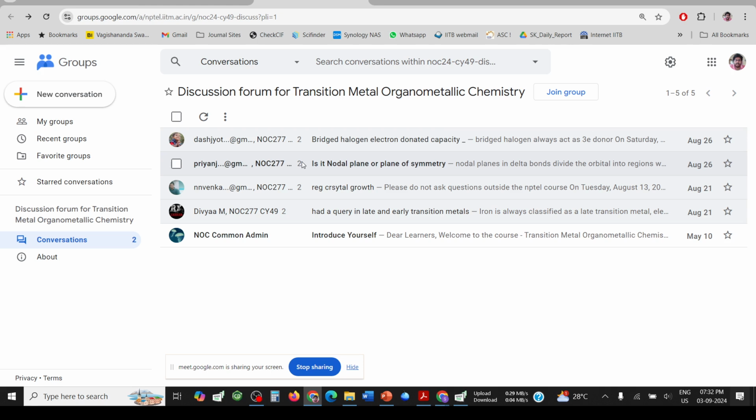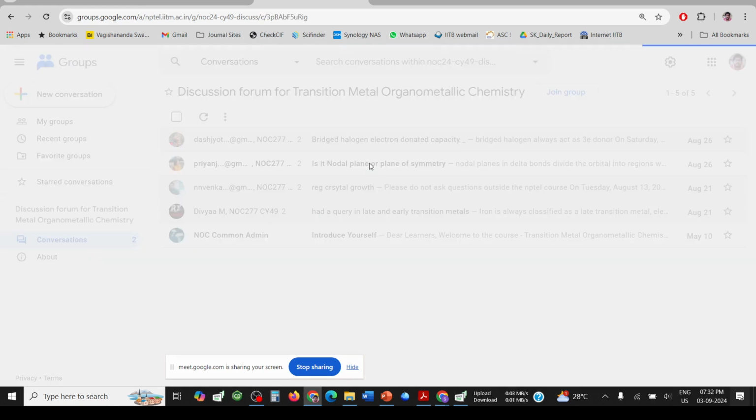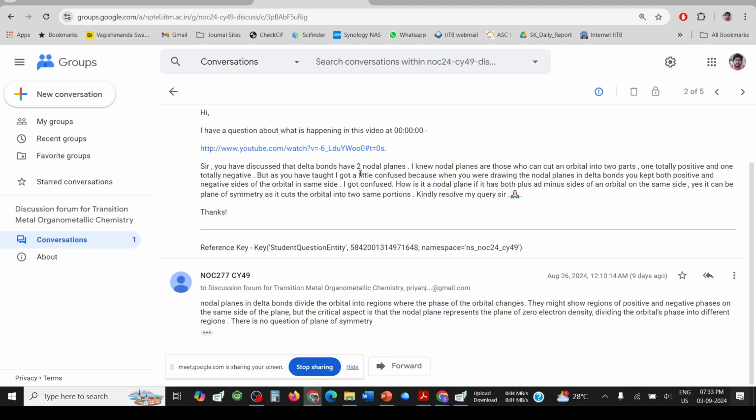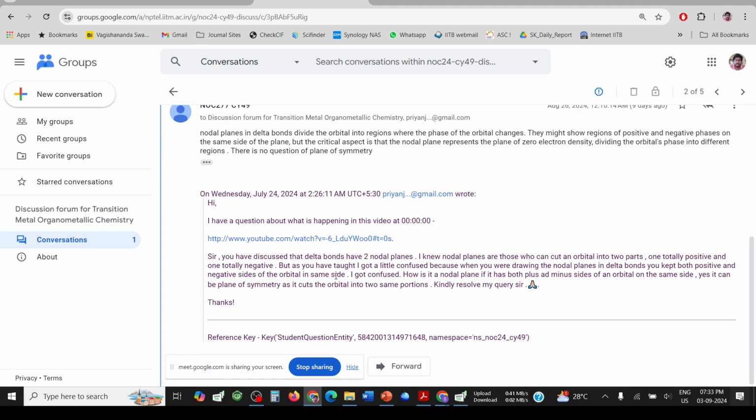Because I can only clear doubts related to the content. So if my clarification is not good, you cannot understand, then also you can post your doubt. Let's say someone has posted whether it is nodal plane or plane of symmetry. So you can also post your doubt in here. I encourage in every session that don't be quiet, post your doubt.